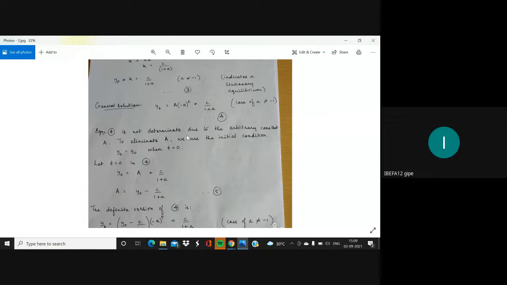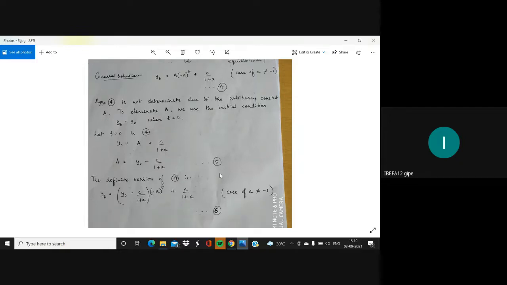When you are actually given a problem, y naught will have some particular numerical value, and then you will proceed from there. So let t equal 0 in equation 4. If t equals 0, you're just left with y naught. Even here you will be assuming that t equals 0. So you are left with y naught is equal to a, because any term raised to the power 0 is 1. So y naught is equal to a plus c by 1 plus a. Now using this equation we can solve for a. So a is equal to this term.